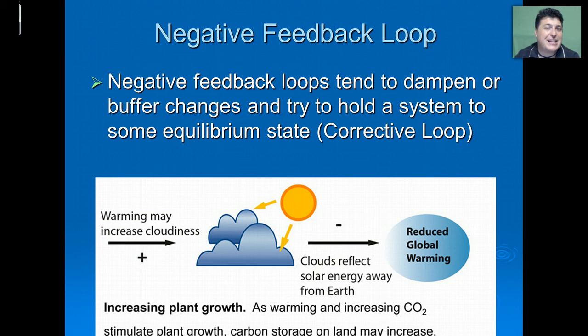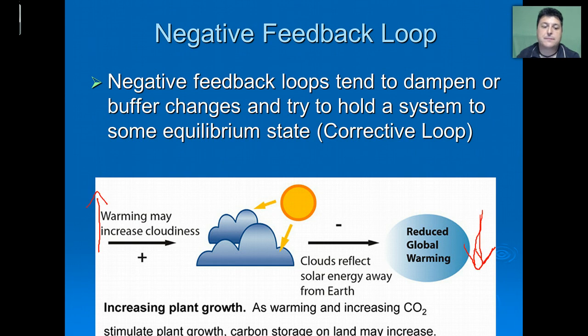For example, that same warming may cause an increase in evaporation. Increased evaporation may lead to the formation of clouds. When clouds form in the right location, they actually can reflect the solar energy away from the Earth and reduce the temperature to try to bring it back to the set point. So while we had an increase in temperature, a negative feedback loop tries to correct and bring things back down to the set point.